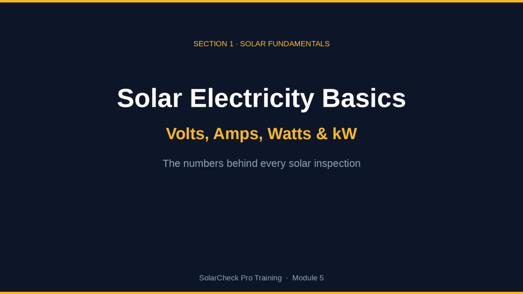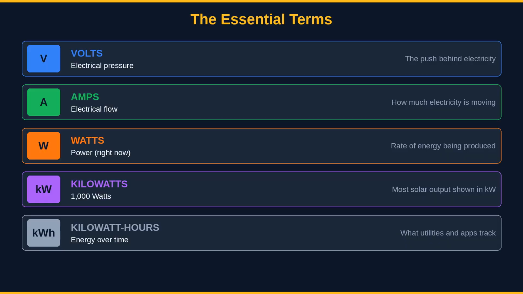Welcome to Solar Electricity Basics: volts, amps, watts, and kilowatts. SolarCheck Pro inspections rely on a few core electrical concepts. You don't need to be an electrician, but you do need to understand what these numbers represent so you can collect accurate data and avoid incorrect conclusions. Let's cover the 5 essential terms.